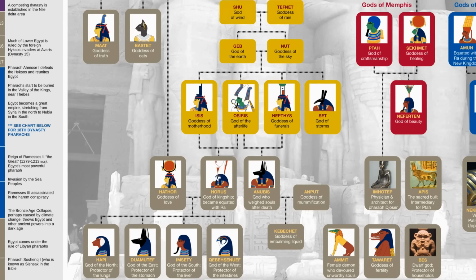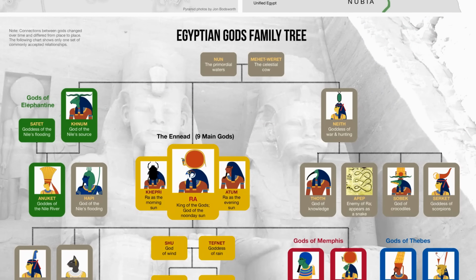So you'll notice that at the very top is a primordial god called Nun, and a goddess named Mehet Wehet. Together, they are sometimes said to be the parents of Ra, as well as of Khnum, the source of the Nile River, and of Neith, the goddess of war and hunting. Among her children was a very important god named Thoth, the god of knowledge. Okay, so I'm not able to point out every god, but these are the main ones.